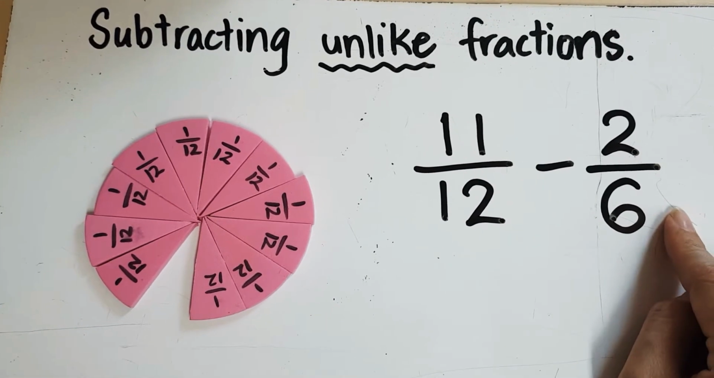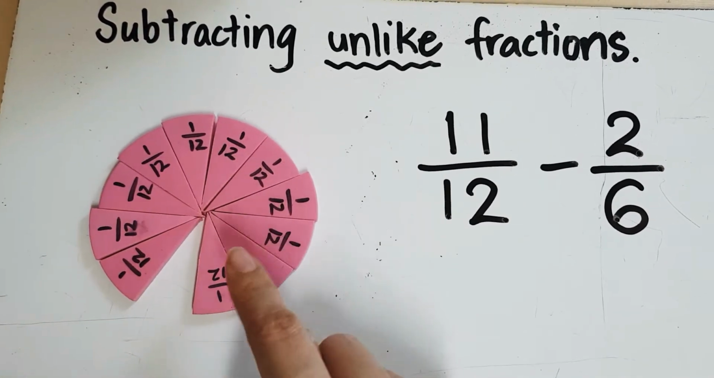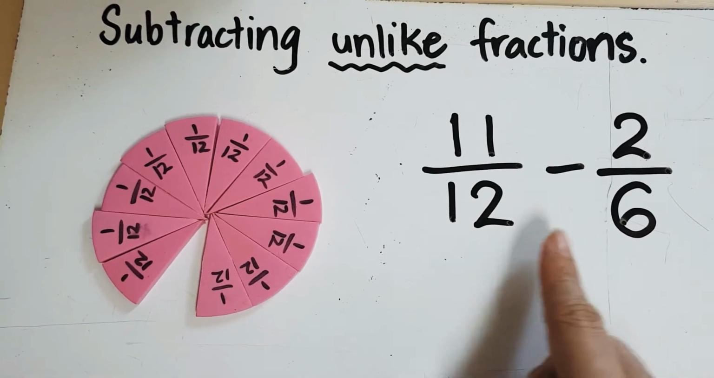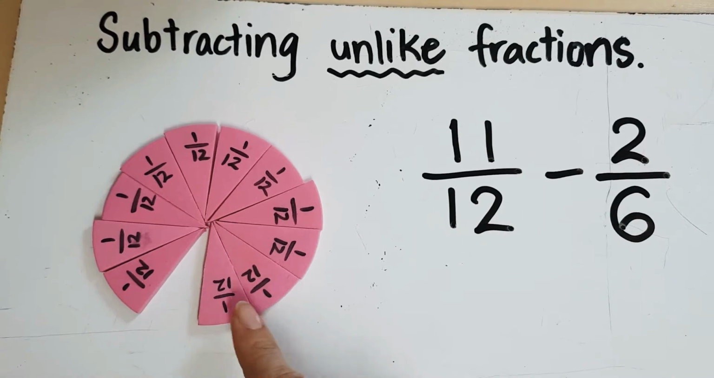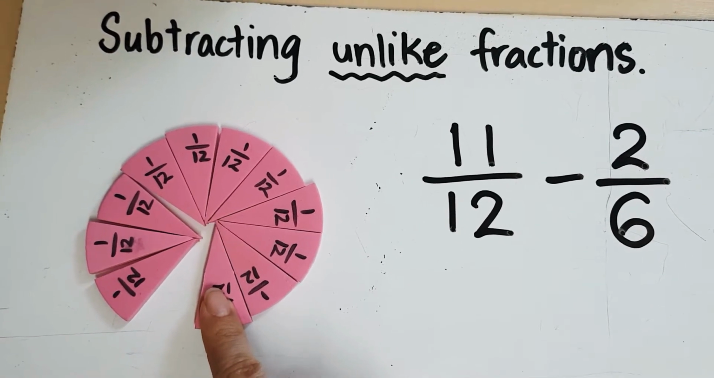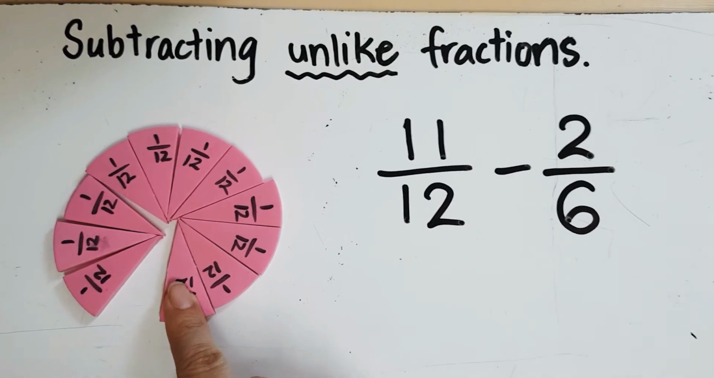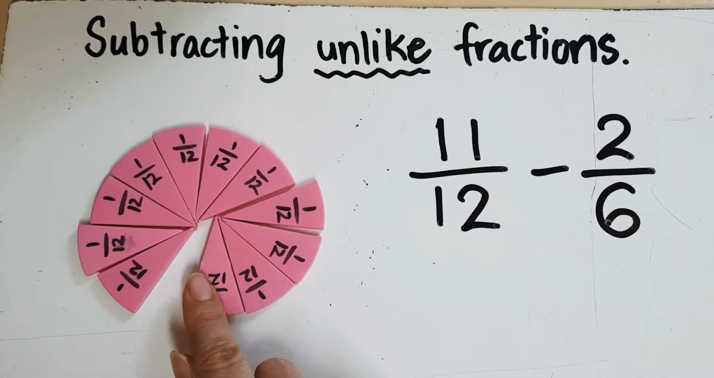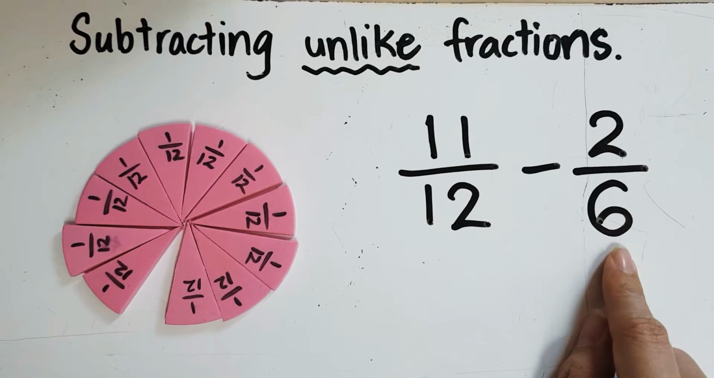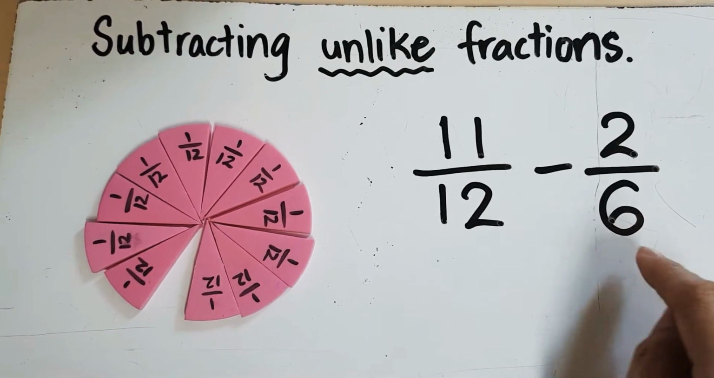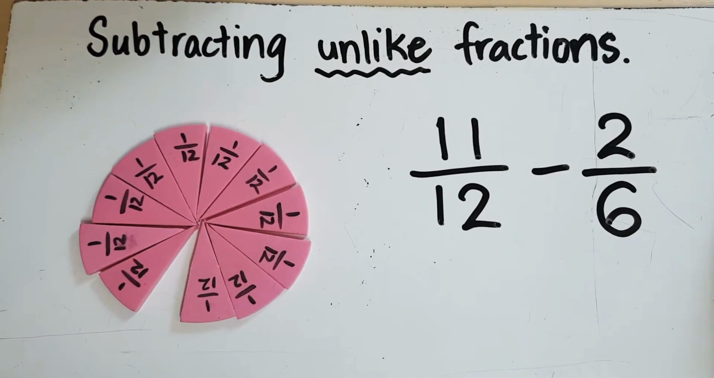Now, let's begin. As we can see here, we have 11 pieces of 12s, and I want to take away 2 6s. Now, it's very difficult for me to take away 2 6s because these are 12s. How do I take away 2 pieces of a sixth if I only have pieces of 12s? So the answer here would be to use equivalent fractions to change the denominators to be similar.